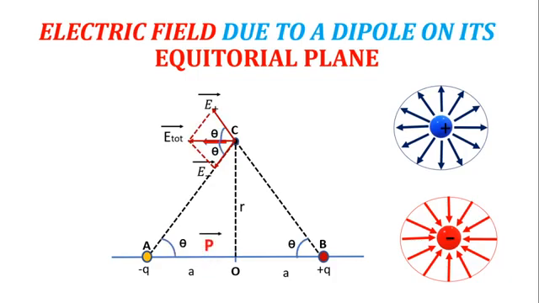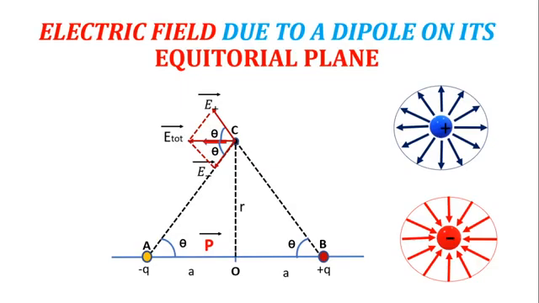P is the dipole moment. P is in the direction of minus q to plus q. And you need not panic about drawing this picture. First, you draw the dipole, plot the point C and draw this CO, then join this triangle. Then, along this line BC, you extend it, and along CA, you extend E minus, and you complete the parallelogram, right?